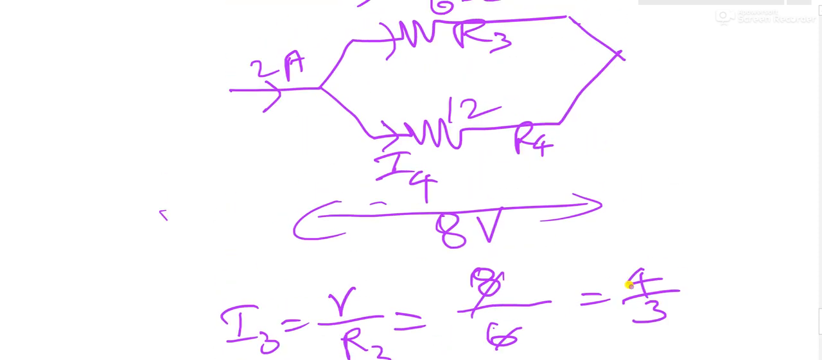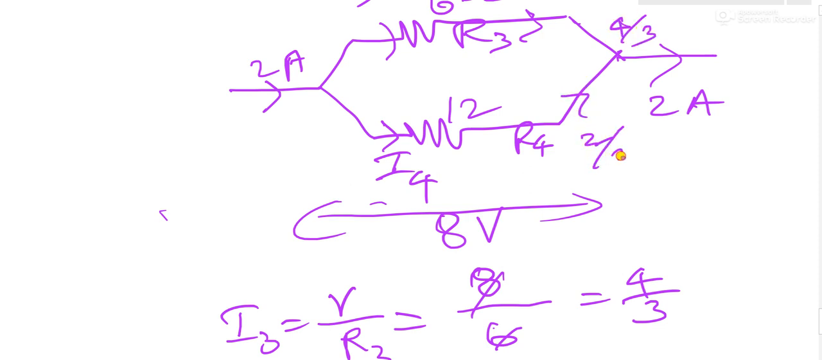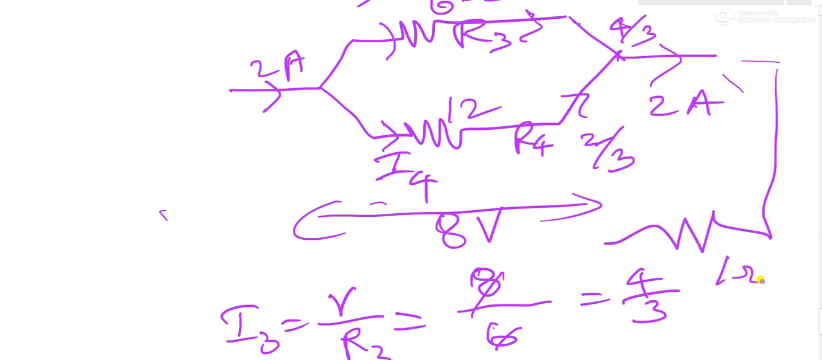Again, in this junction, the current coming here is 2 ampere. But here it's flowing 4 by 3, here it's flowing 2 by 3. Together it's going to be 2 ampere. So it's going to come here at 1 ohm. It's also 2 ampere. Okay.